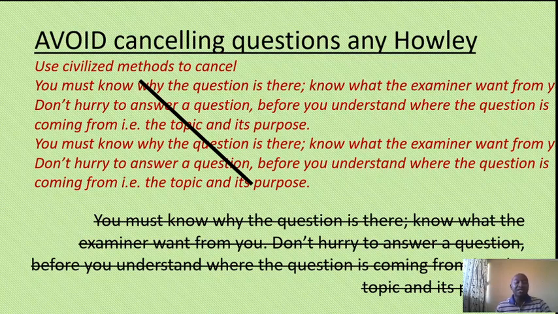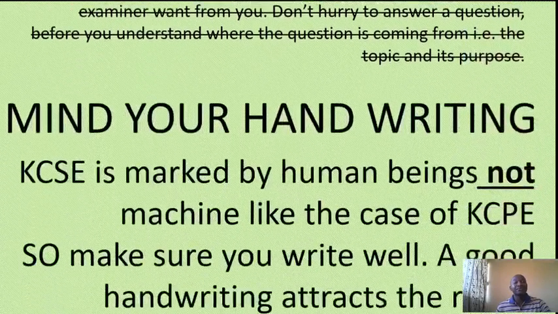Alternatively, if you are cancelling a sentence so that you can write another one up there, you can use method number 2, that is the strike through method. You just take a ruler and do a neat cancellation. Therefore, make sure you cancel like I have shown you. Avoid cancelling or scribbling, making the work illegible and also making the work dirty.